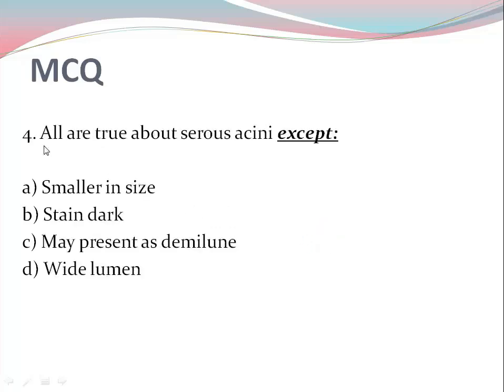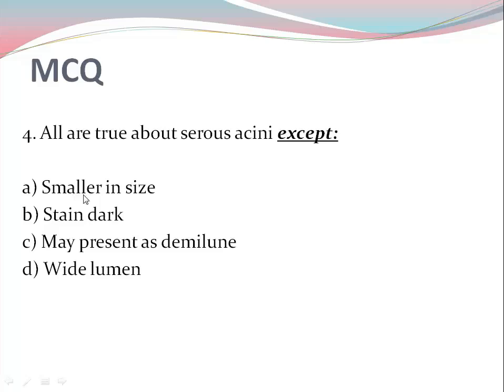The next question is: all are true about serous acini except, so there is only one false condition. In this case, all the options relate to the serous acini. They are smaller in size. Serous acini are smaller in size. They stain dark. They may present with demilunes and a wide lumen.